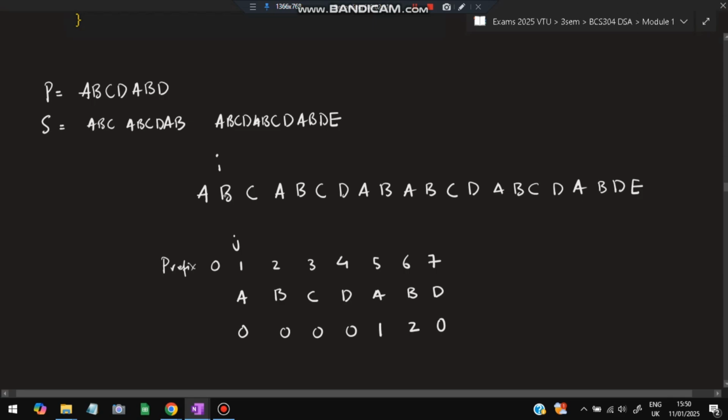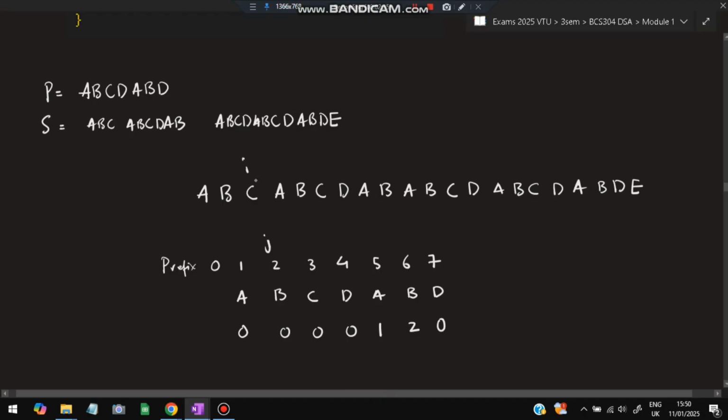Okay, now compare i with j plus 1. What is the value of i? It is b. j plus 1, j is equal to 1, 1 plus 1 is equal to 2. What is 2 pointing to? It is pointing to b. b is equal to b. Increment both i and j. Okay, so here we'll be writing j, and here we'll be writing i.